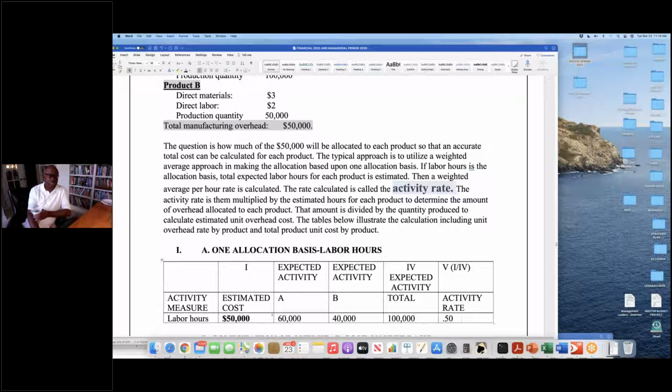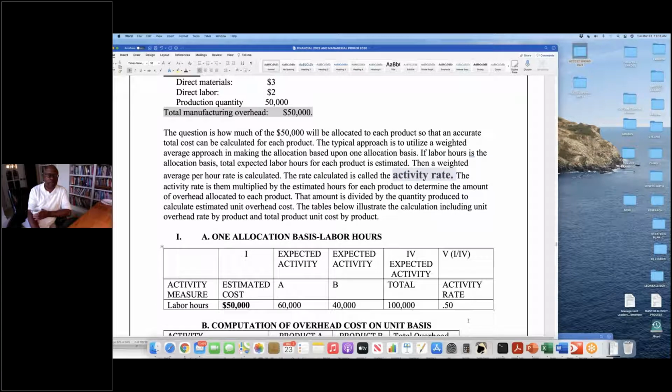So we see the calculation. Now, eventually, I'm giving you the hours, but we'll have ways to calculate hours. But we simply add up the quantities of hours, get the total hours, divide it into the overhead, and we get the activity rate, which would be our POR. So let's look at the next thing we're going to do.